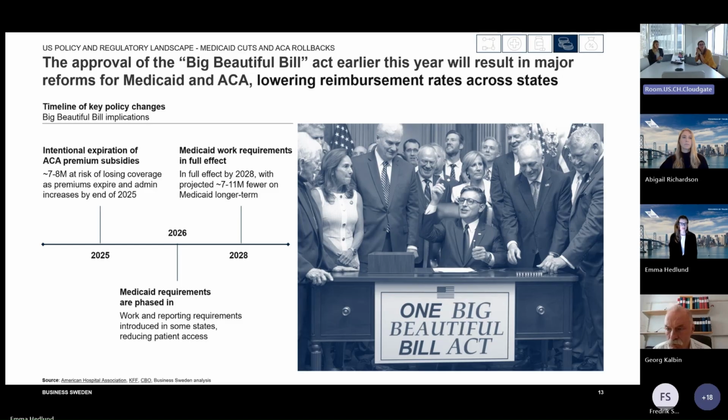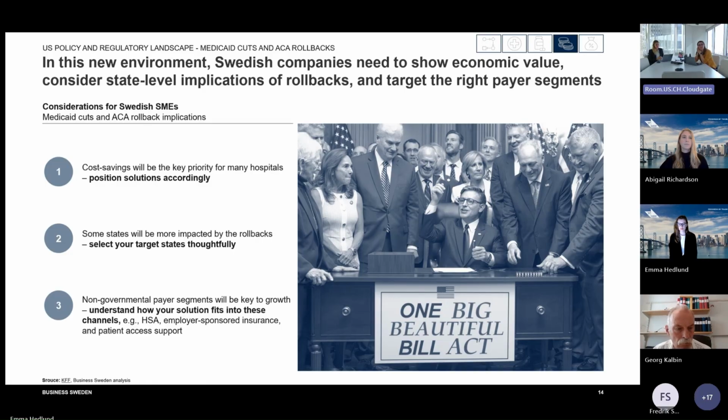And then if we want to go to the next steps, we want to see what kind of impact this has for Swedish companies, of course. It does have an impact on how to position your product or your solution within life sciences for the US, because there's going to be an expectation of different priorities by those bodies that are purchasing your products or solutions. For example, cost savings are going to be a key priority for many hospitals, for some of the reasons I just said. It's about the patients they have who are not going to have health coverage.